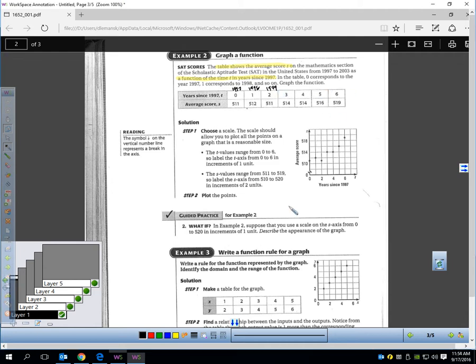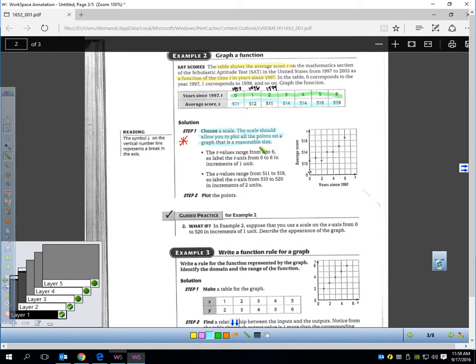Graph the function. Well, here are my inputs. Let me highlight those in green. My inputs are here, and my outputs would be here. So to graph this, there's something we got to be careful on with these word problems. Right here, it's super important. I put a little red star next to it. You have to choose a scale that's appropriate. The scale should allow you to plot all the points on the graph in a reasonable size.